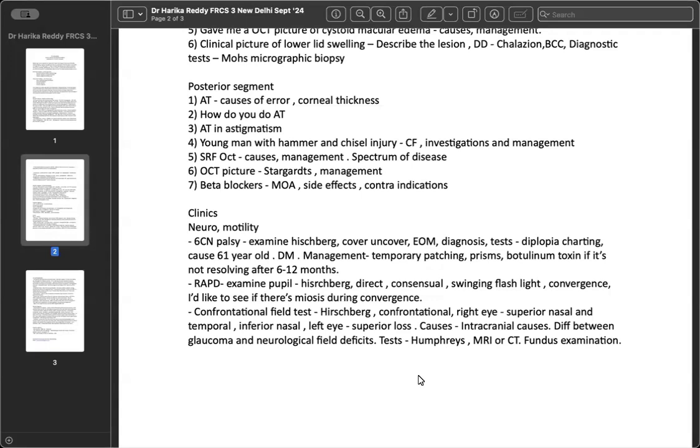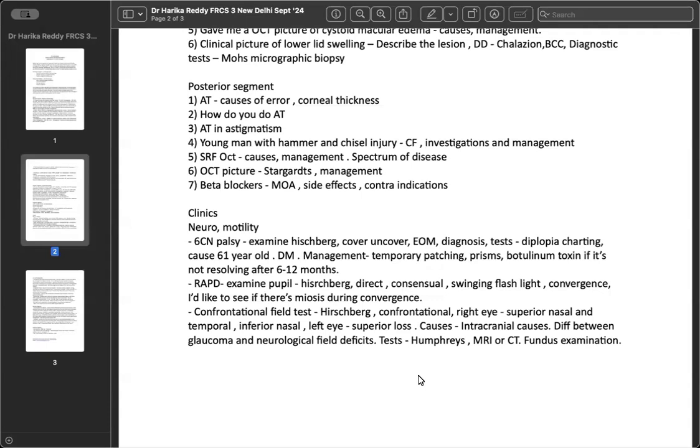The most common ones are diabetes, hypertension. They asked me about the treatment. I told them if it's less than 6 months, then you can do temporary patching and give glasses with prisms. If it's more than 6 months and less than a year, then you can give Botox. If it's not resolving after a year, then you can go for surgical management.